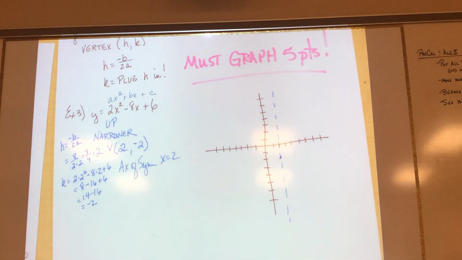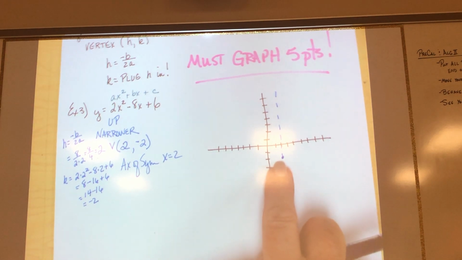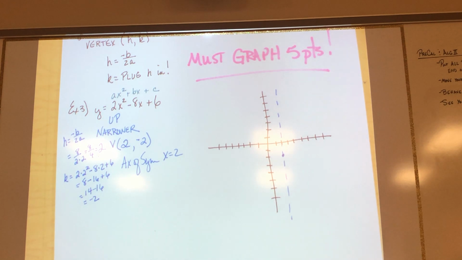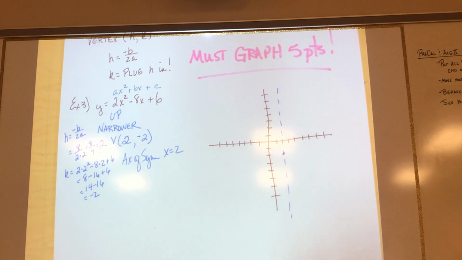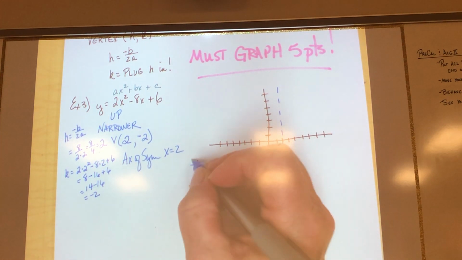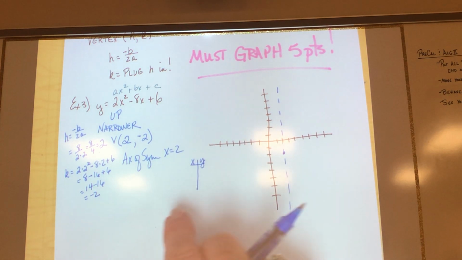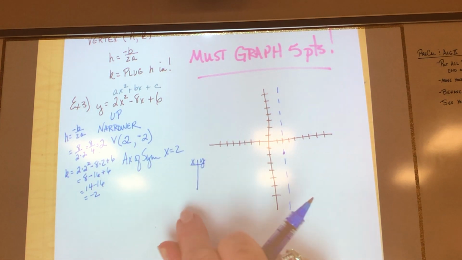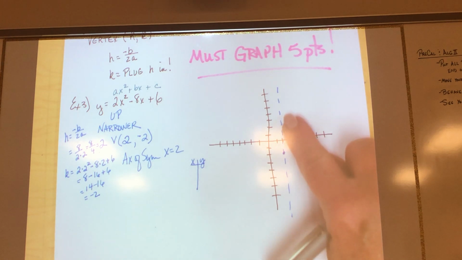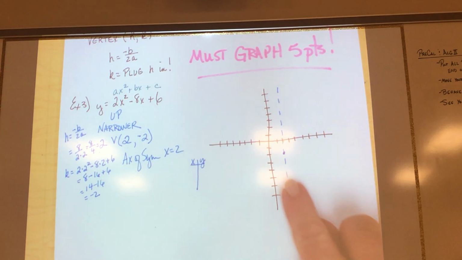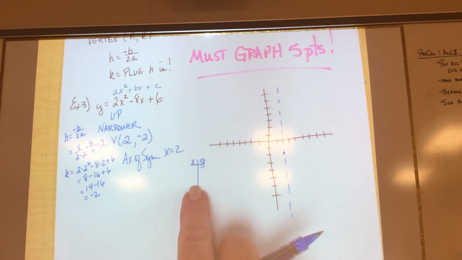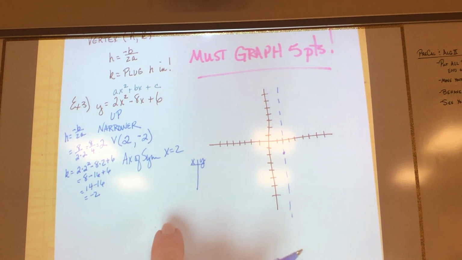You must graph 5 points. How many points do I have right now? 1. I just got this one right here, right? So I'm missing 4 points. Now watch what I'm going to do. I'm going to do a T-chart. Y'all listen to me. On my T-chart, I'm going to do 2 points. I'm going to reflect those 2 points through my axis of symmetry and create 2 other points. So then I'll have 4 points, and all I had to find were 2 of them.